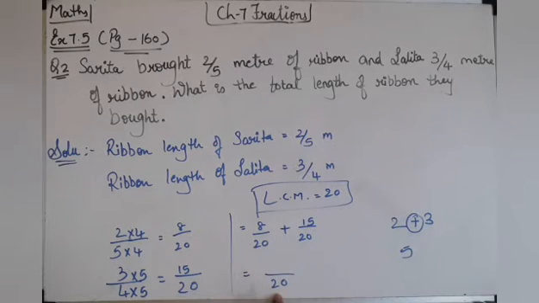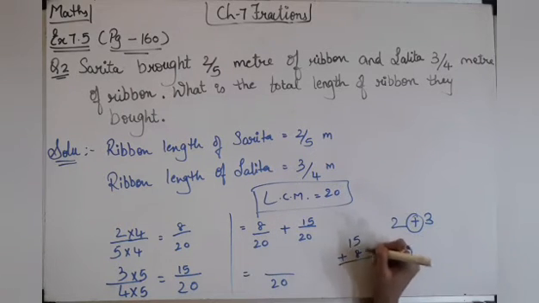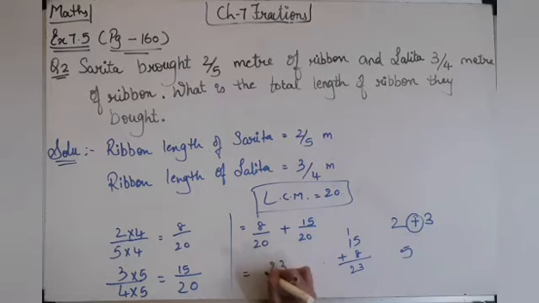So the denominators are the same, 20 and 20, so I'll write 20 and then 8 plus 15. So 15 plus 8: 8 plus 5 is 13 and 1 plus 1 is 2. So I got the answer 23 upon 20 meters. Okay.